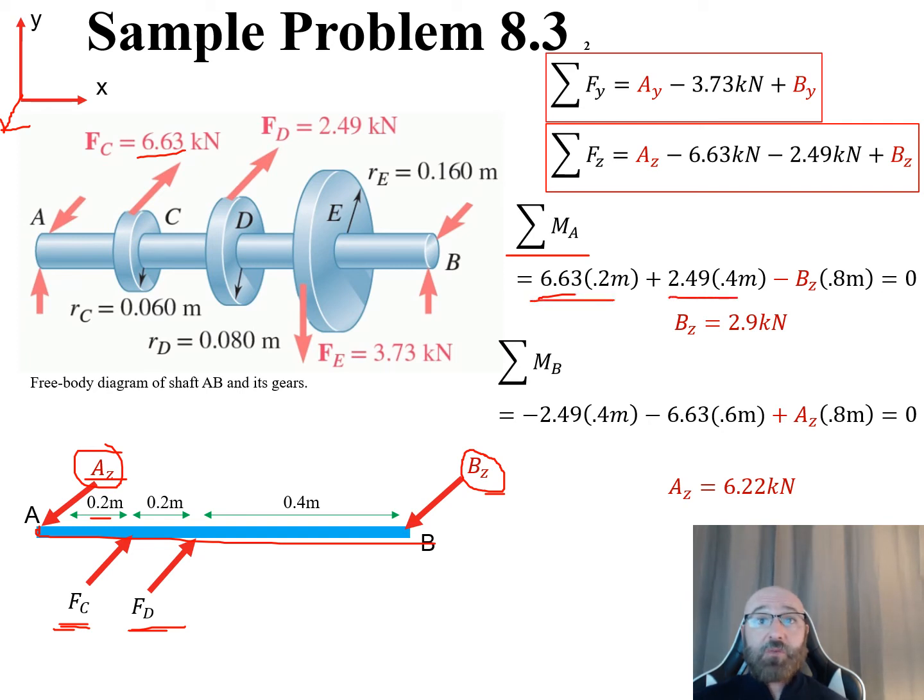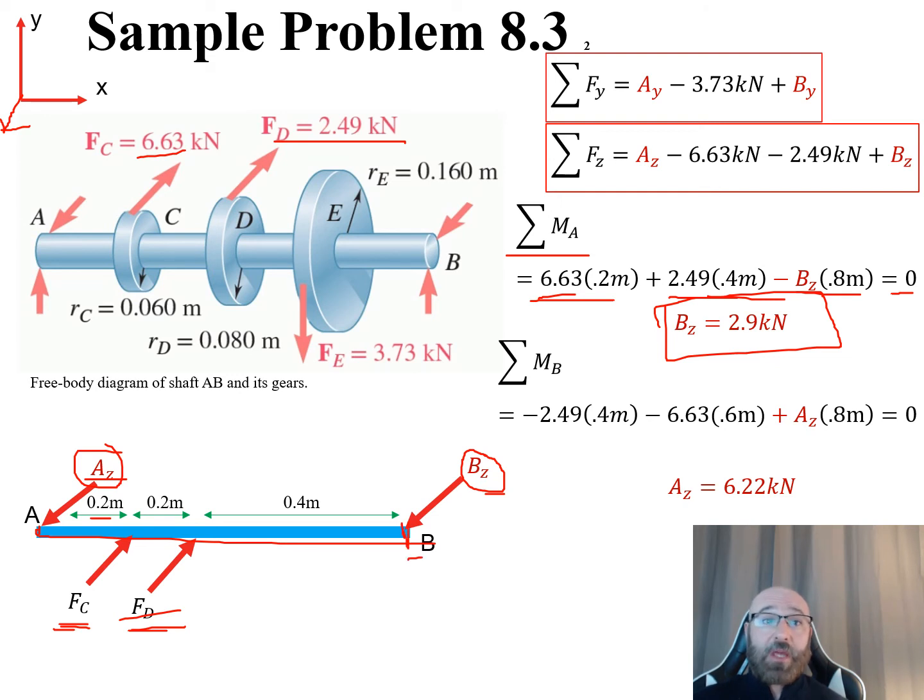Plus we have a 2.49, which is our F sub D here, times our distance of 0.4 meters. Minus now we have our B sub D times that distance of 0.8 meters. This is our equilibrium equation. This is equal to 0. One equation, one unknown. We can solve for our B sub Z, and our B sub Z is equal to 2.9 kilonewtons.